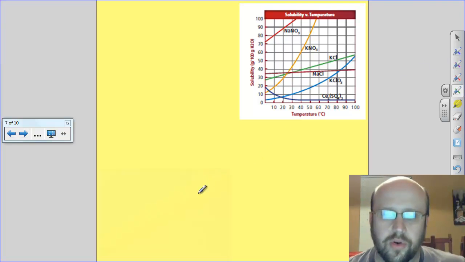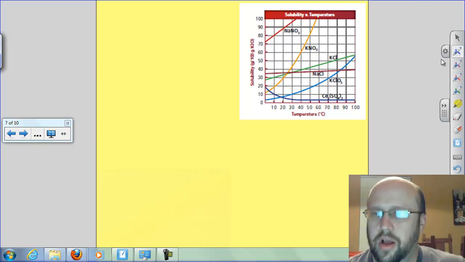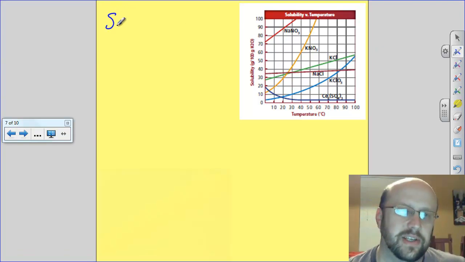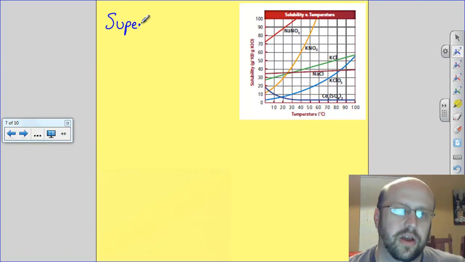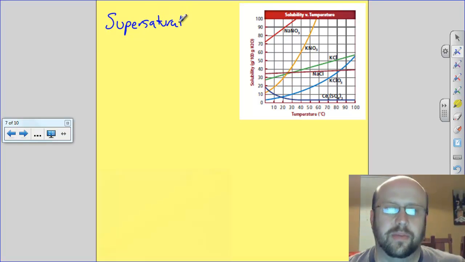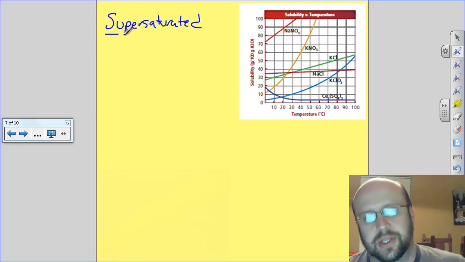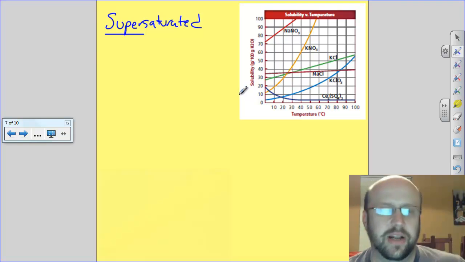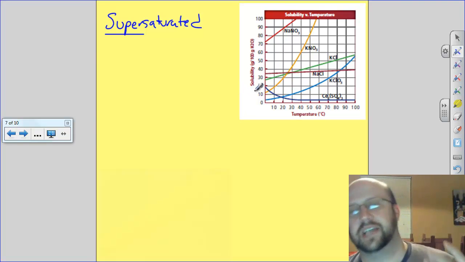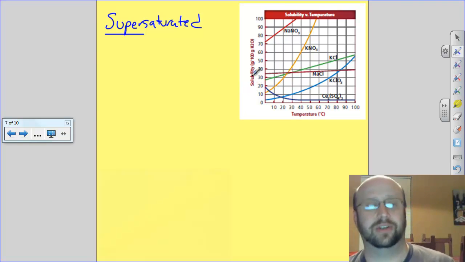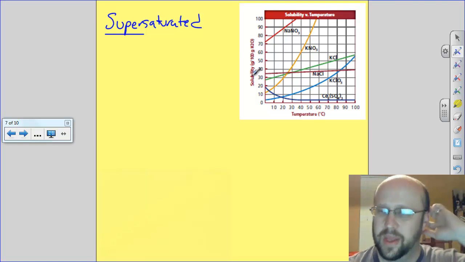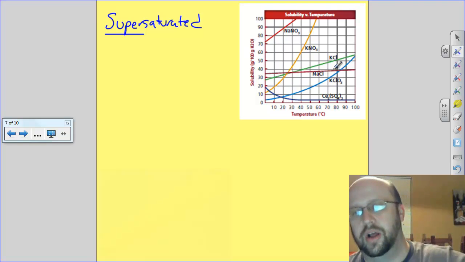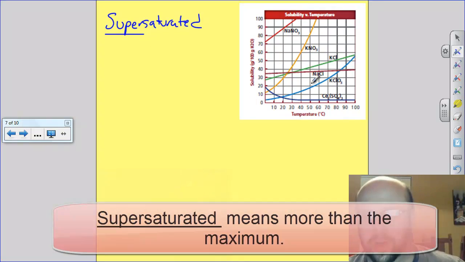Let's talk real quick about one more of our terms, and that is something really weird called supersaturated. Now, here's the problem with supersaturated. The prefix super means above or more, and so what this really means is above saturated. And you're like, but didn't you say that saturated was the maximum amount? And it is, okay? So how do you get more than the maximum amount? Well, here's the way it works.